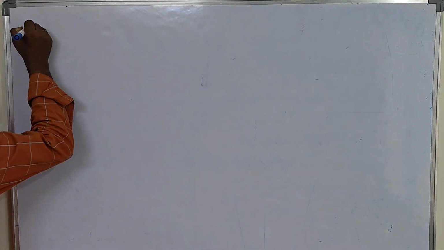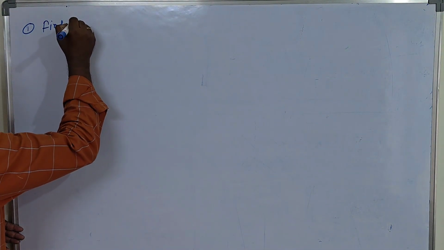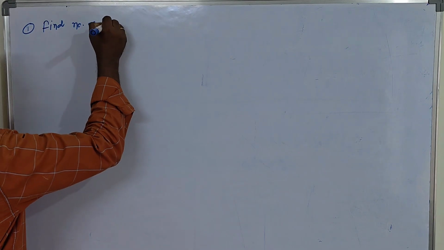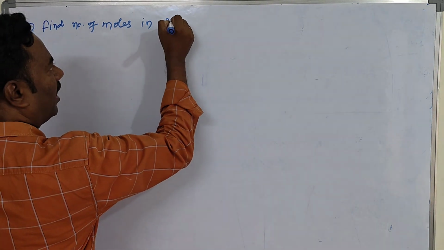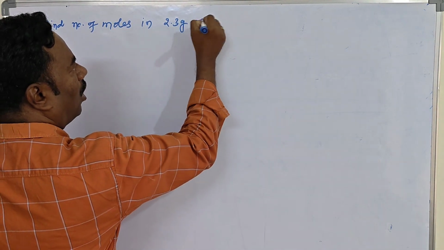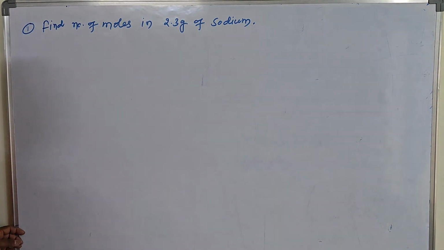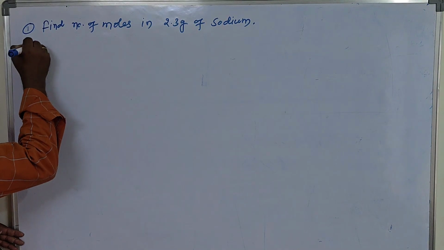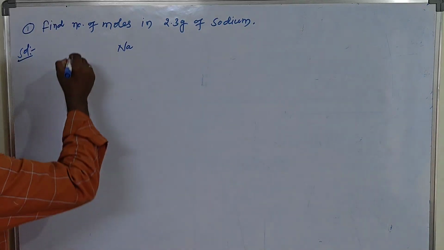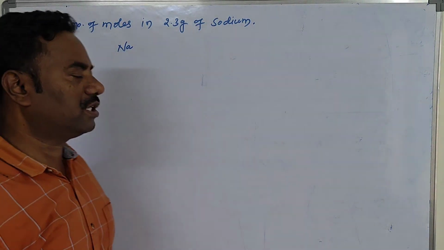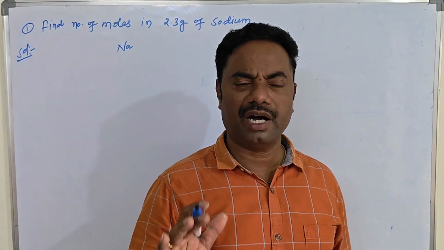The first problem is: find the number of moles in 2.3 grams of sodium. In the solution, you have to write: to solve this, you need to find number of moles in 2.3 grams of sodium. This is an easy problem. For understanding purpose, I want to explain.